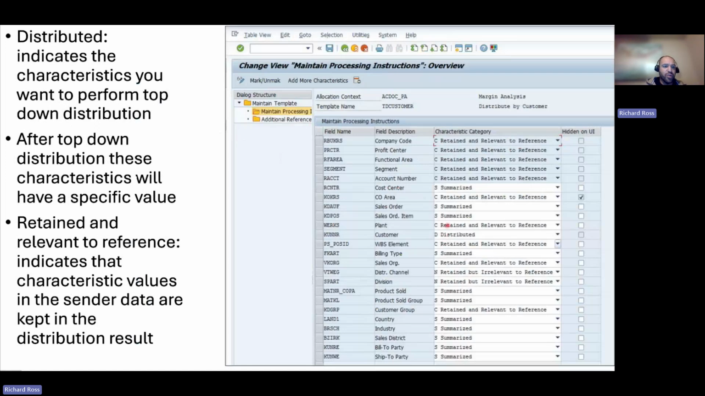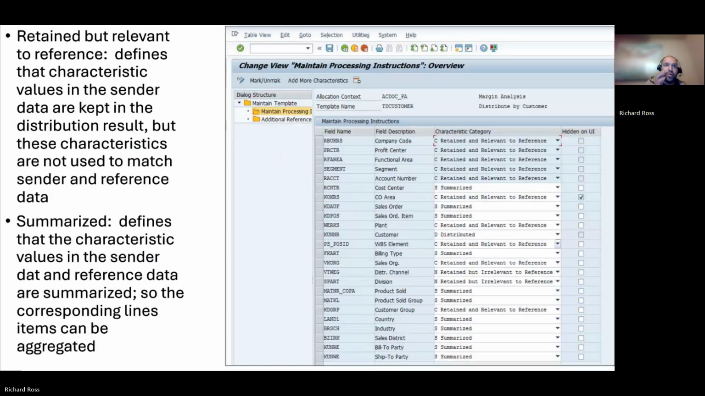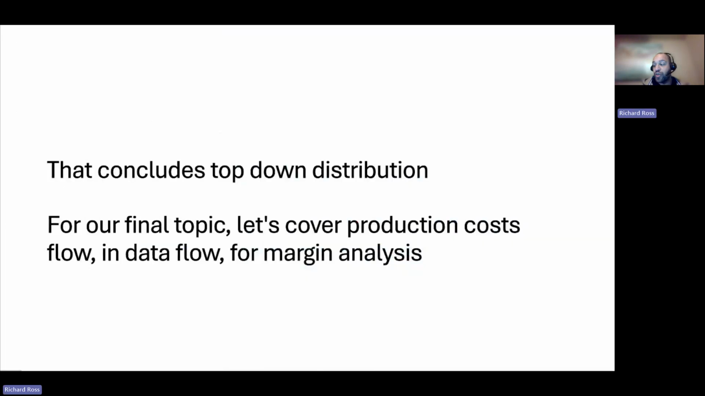Retained and relevant to reference indicates that characteristic values in the sender data are kept in the distribution result. Retained but not relevant to reference defines that characteristic values in the sender data are kept in the distribution result, but these characteristics are not used to match sender and reference data. Summarized defines that the characteristic values in the sender data and reference data are summarized, so the corresponding line items can be aggregated. That concludes top-down distribution.